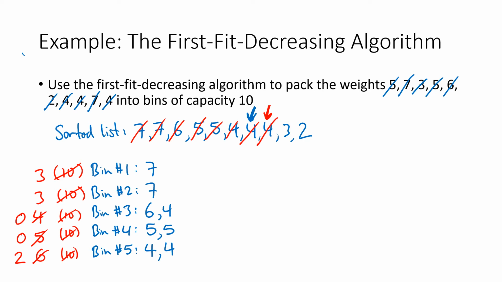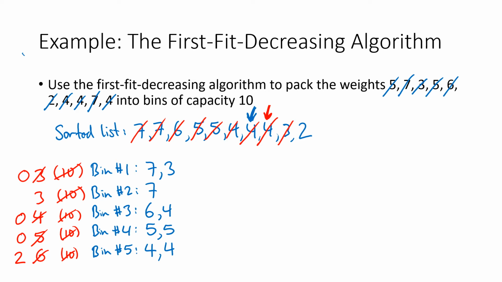Now I've got a weight of 3. Again, my first fit algorithm says put it in the first bin it can fit into. Well, that's bin number 1. Bin number 1 is the first bin on my list, and the 3 can fit in there, so that's where it goes. Updated, my capacity is down to 0. Cross my 3 off my list.